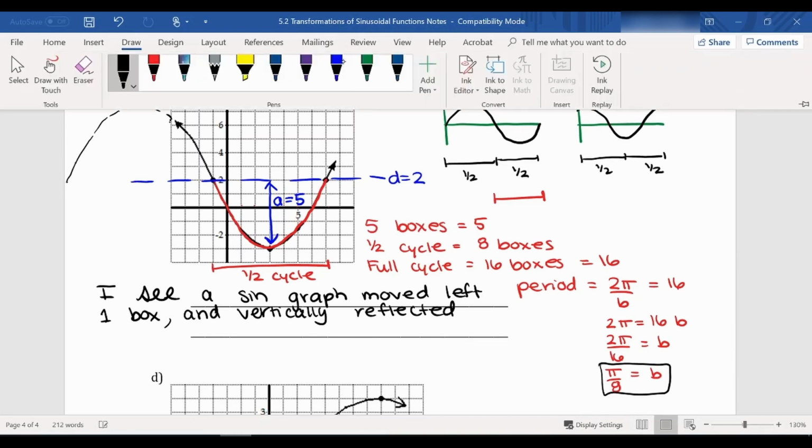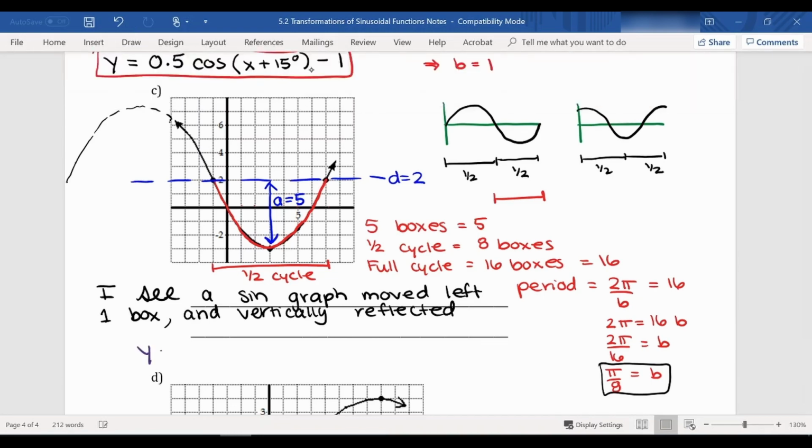So once we do that, we can see that this would be y equals, we have an amplitude of 5, but since we vertically reflect, this would need to be negative 5. And then we're going to have sine. We've got a b value of pi over 8. Inside of our brackets, we'll put our left 1 box. This could be x plus 1. And our displacement is 2, up 2.